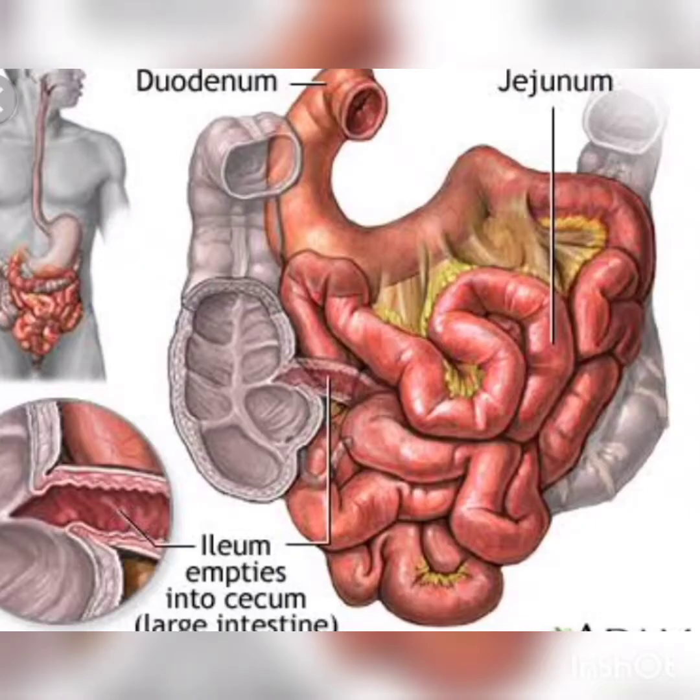It is highly coiled and about 7.5 meters long. It receives secretions from the liver and the pancreas. Its wall also secretes juices. The small intestine has 3 parts: the duodenum, jejunum and ileum. It absorbs nutrients, minerals, carbohydrates, fats, proteins and water from the food.